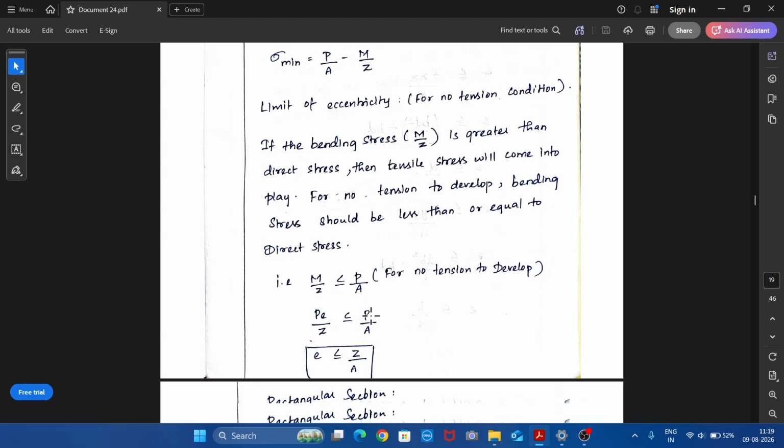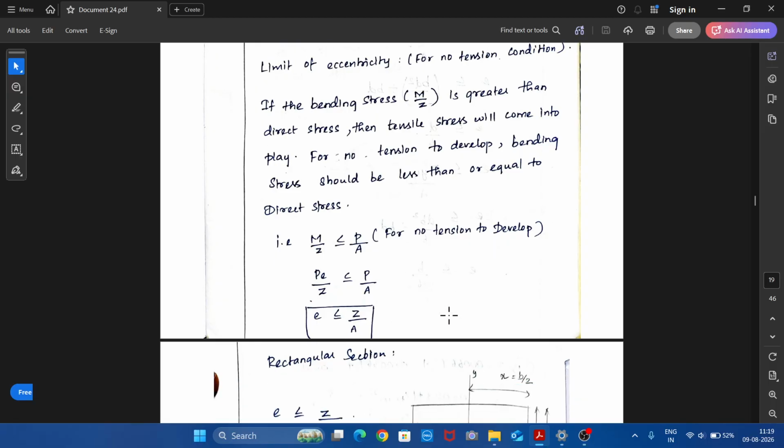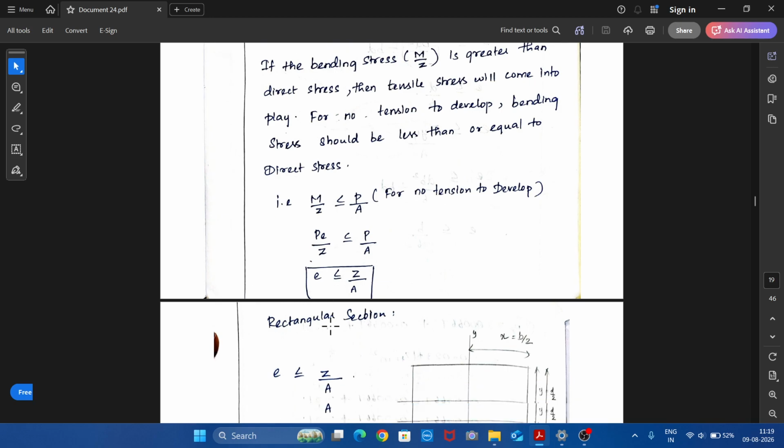Having this, we know that M is equal to P into e, load into eccentricity, divided by Z, where Z is the section modulus, which should be less than or equal to P by A. So P will get cancelled, and therefore e, the eccentricity, should be less than or equal to Z divided by A for no tension to develop. So let us arrive at the limit of eccentricity for various sections.